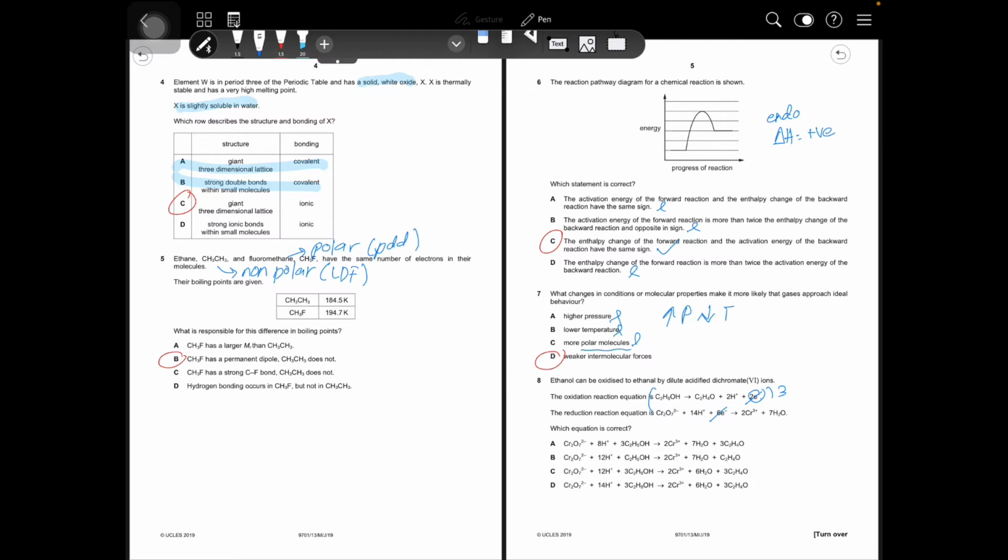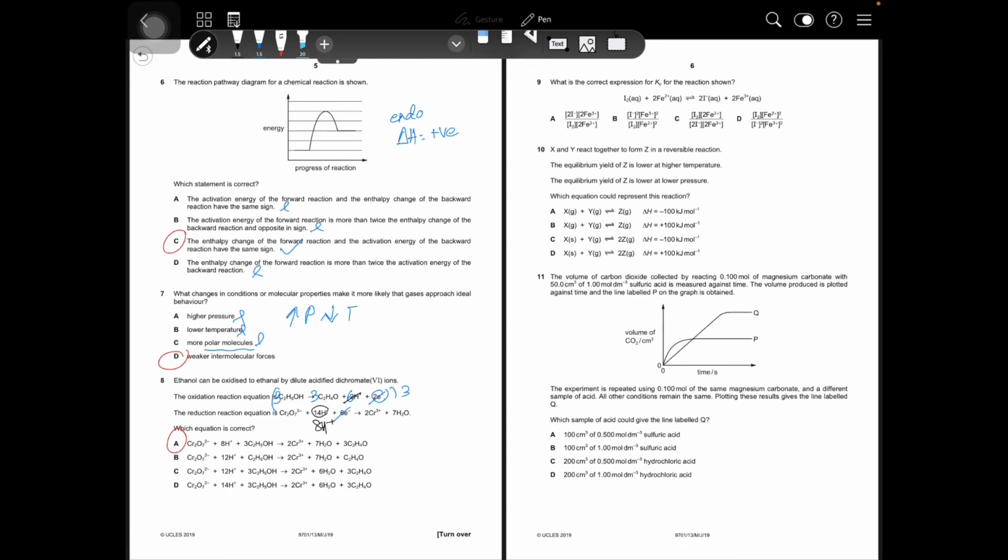So it will make us have 3 ethanol, 6 H plus, and also 6 electrons, which we cancel with the reduction reaction. We can also cancel the H plus from the reduction and the oxidation, so 14 subtract 6 H plus, therefore we are left with 8 H plus, and the remaining will be as it is, so the correct answer will be A.